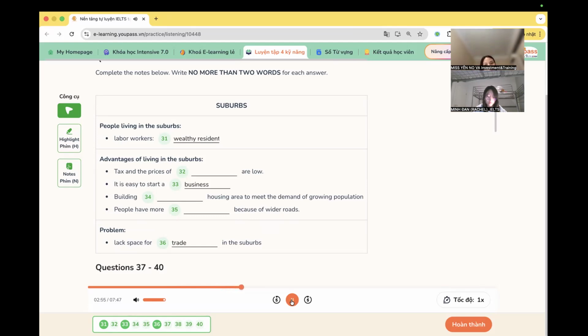Actually, there are many good things about living in the suburbs. For instance, people pay relatively lower taxes than people in the city, so they can have more disposable income. And food is cheaper than in the cities. You got low tax and something.